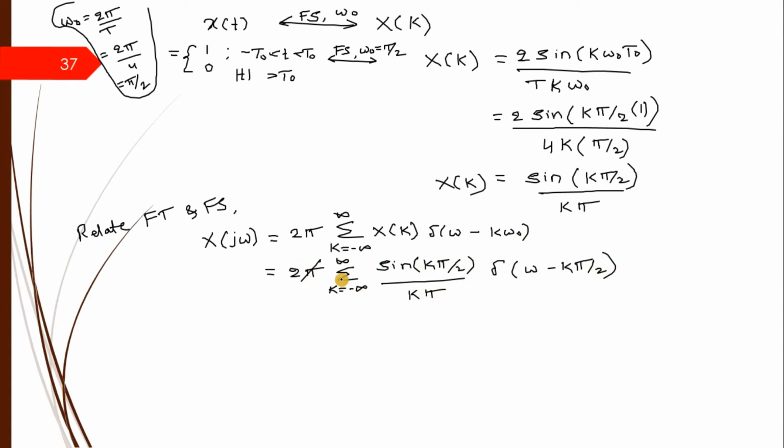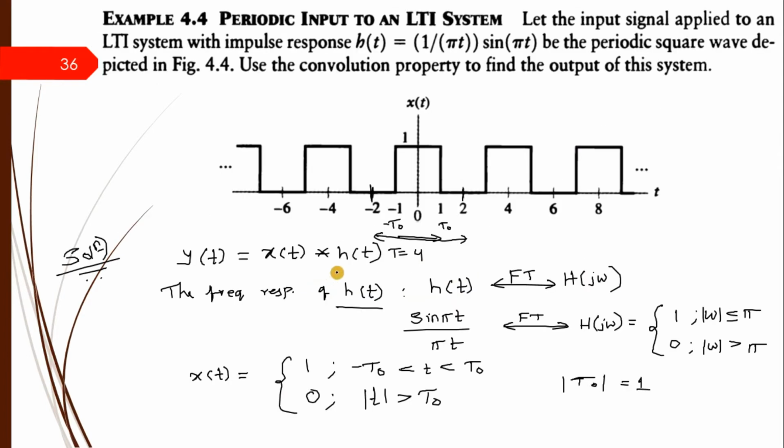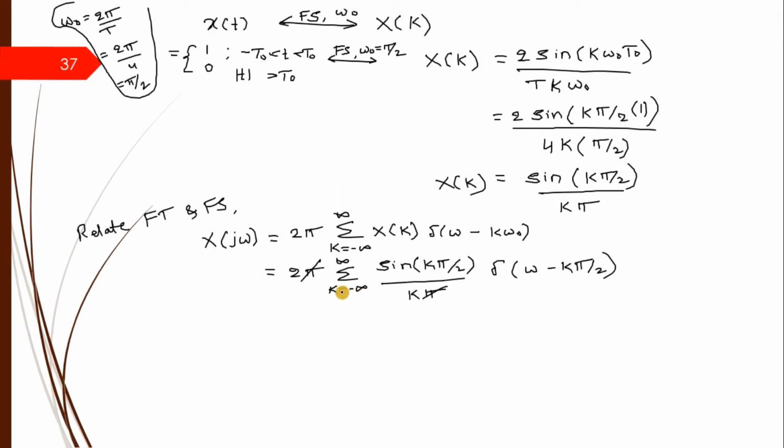Okay, so here this pi and this pi cancel. You are left with summation k from minus infinity to infinity of 2 sine(k pi by 2) delta of omega minus k pi by 2. So this is the Fourier transform. We could find out the Fourier transform of h of t, that is H of j omega, we got it, and X of j omega also we got it. Now we will find Y of j omega. This is what is our intention.